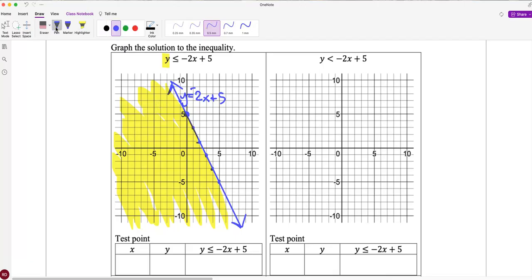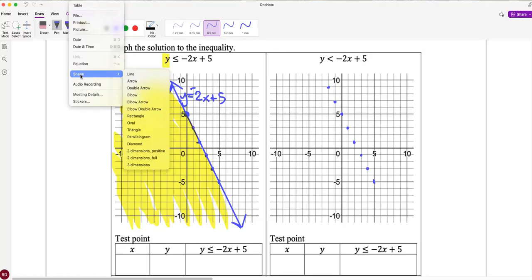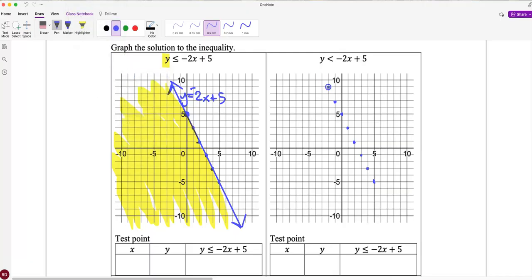Now if I look at the next one, the only thing that changed is that instead of less than or equal to, it's less than negative 2x plus 5. So I'm going to graph the same line. The slope is negative 2. I'll graph the line just like I did a moment ago. But here's a big difference.